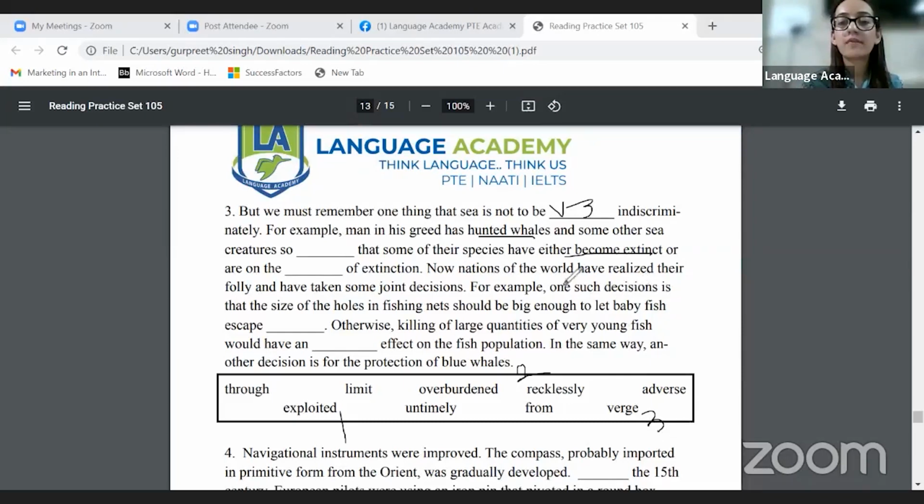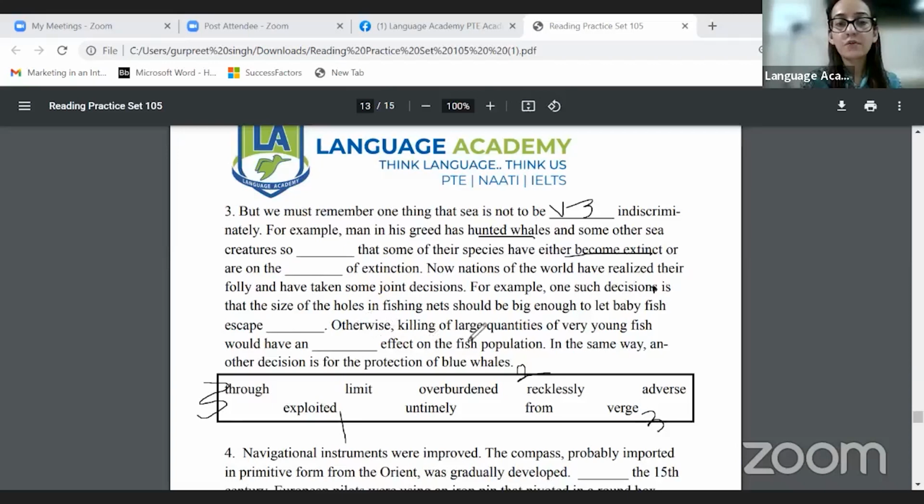Now, nations of the world have realized their folly and have taken some joint decisions. For example, one such decision is that the size of the holes in fishing nets should be big enough to let baby fish escape through. Very good. This was a good thought process. We cannot say escape from, because if we write from, we need a source after that, and the net itself is the source. So we have to say escape through, because through is used for passing. Here we are using through, that they can pass through the hole, like pass through the tunnel.